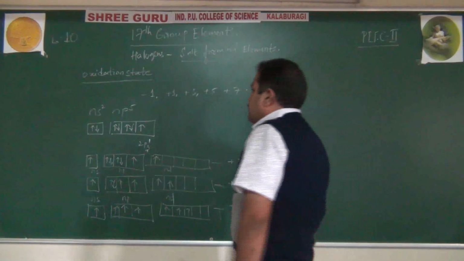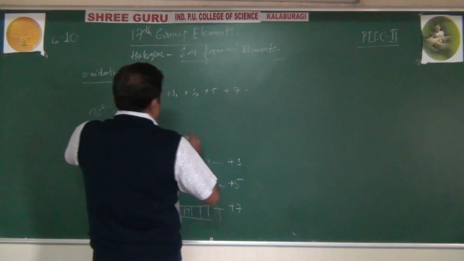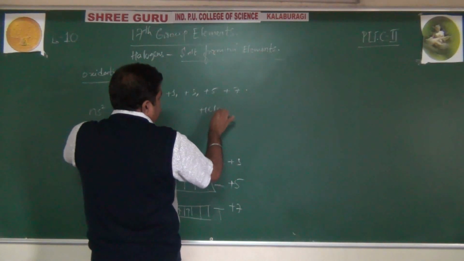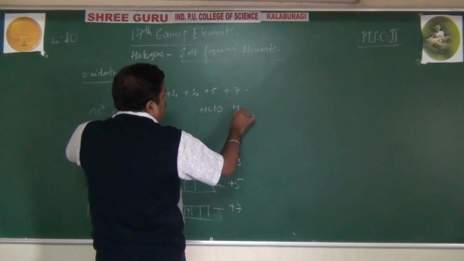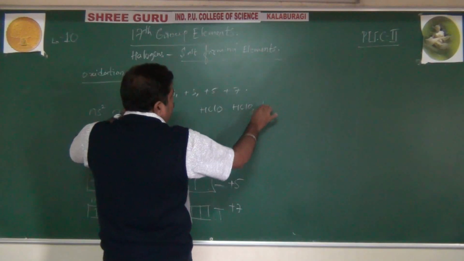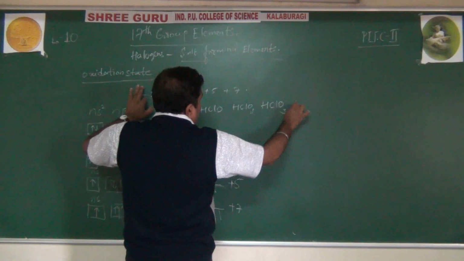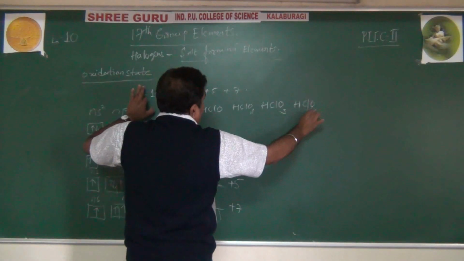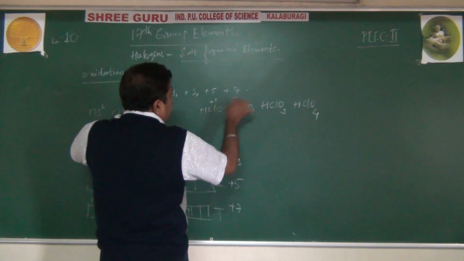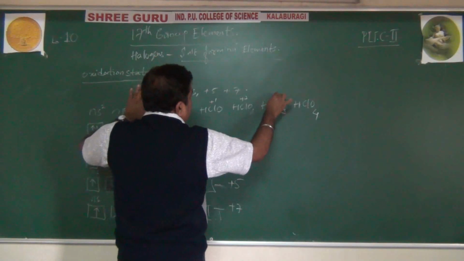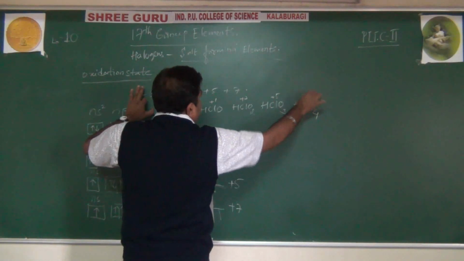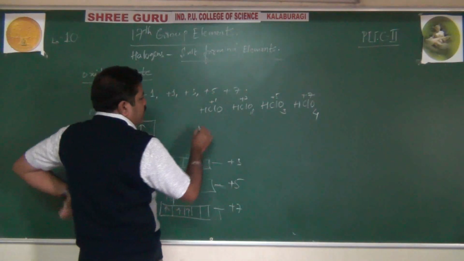Now I will give you some examples. For example, here are the oxo acids: hypochlorous acid HClO, chlorous acid HClO2, chloric acid HClO3, perchloric acid HClO4. That is plus 1, plus 3, plus 5, plus 7. Okay?